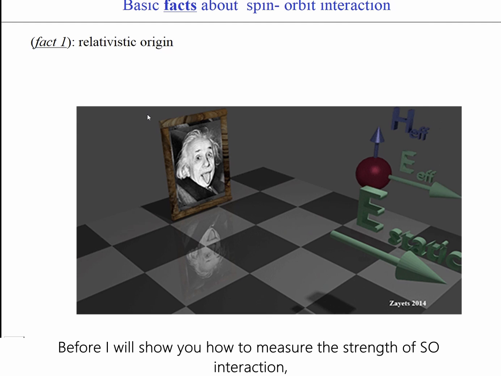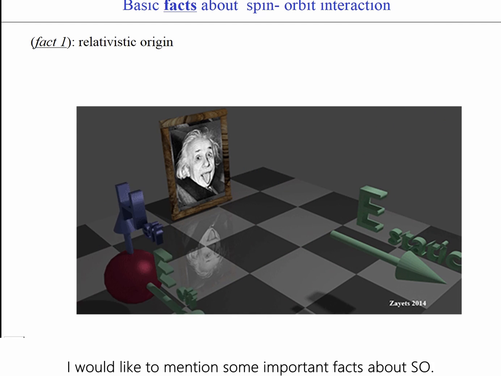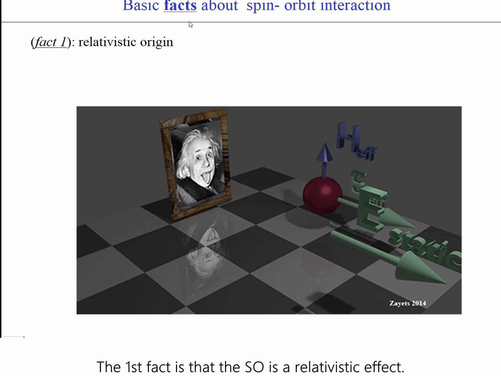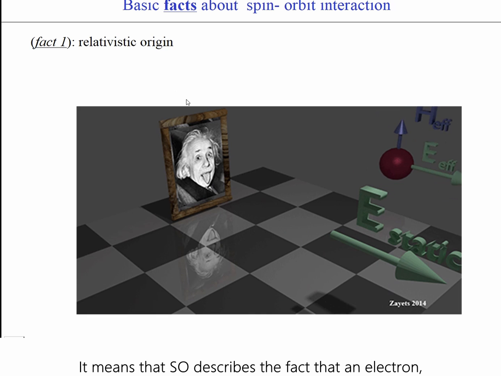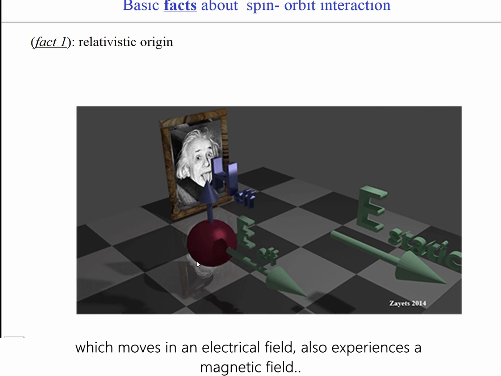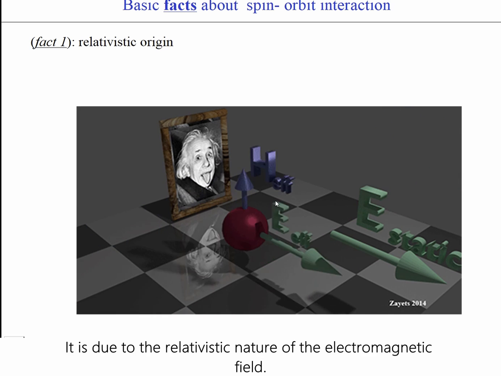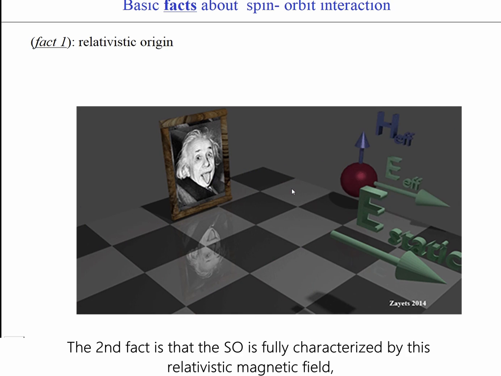Before I show you how to measure the strength of spin-orbit interaction, I would like to mention some important facts about spin-orbit interaction. The first fact is that the spin-orbit interaction is a relativistic effect. It means that spin-orbit interactions describe the fact that an electron, which moves in an electrical field, also experiences a magnetic field. It is due to the relativistic nature of electromagnetic field.